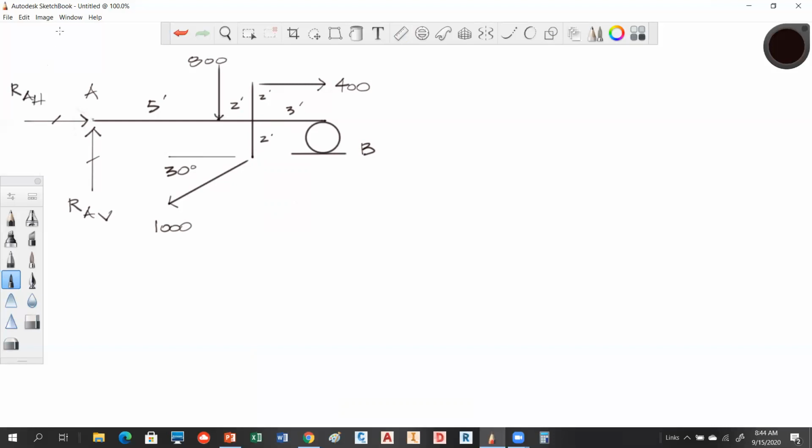If you didn't see that that was a pin and you did something different, then you're going to have problems. Okay. So what do we have over here? This is a roller, correct?